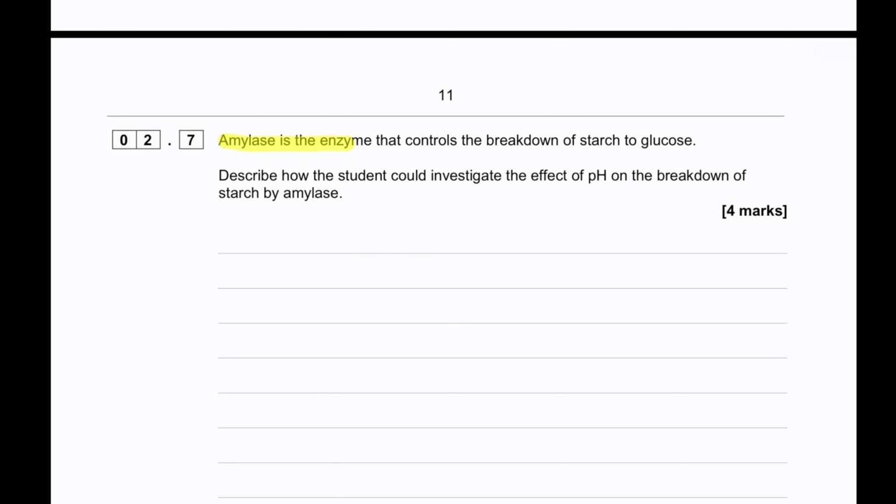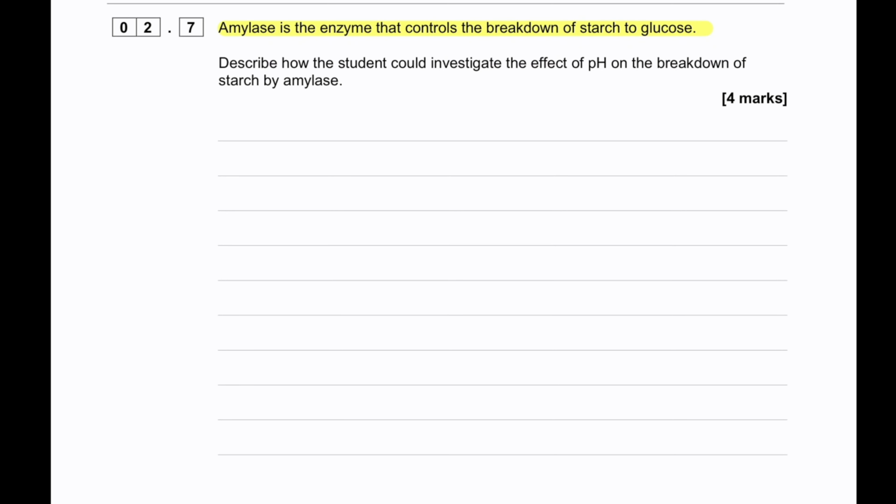Amylase is the enzyme that controls the breakdown of starch to glucose. Describe how the student could investigate the effect of pH on the breakdown of starch by amylase. Since in this particular experiment, we are trying to investigate the effect of pH, so we must use a range of pH in that particular experiment. Now, we must understand living things operate at a certain pH. For example, consider our human body, all right?